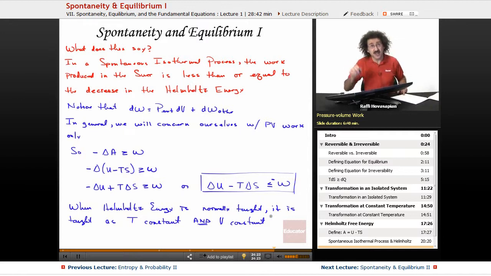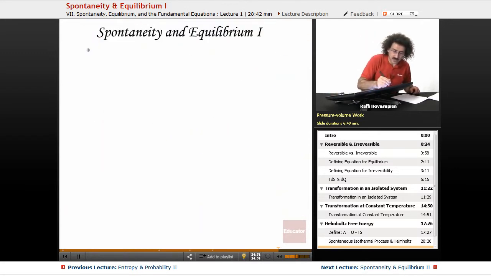Now, if V is constant, that means that this portion of the work is 0. Because if V is constant, then dV is 0, so there is no pressure volume work. And the only work you have is work other. Well, we just said that in general, we're not going to concern ourselves with other work. So we have dW equals P external dV plus dW other. If we forget about the other work, and if we hold volume constant, then this is going to be 0, then this is going to be 0.